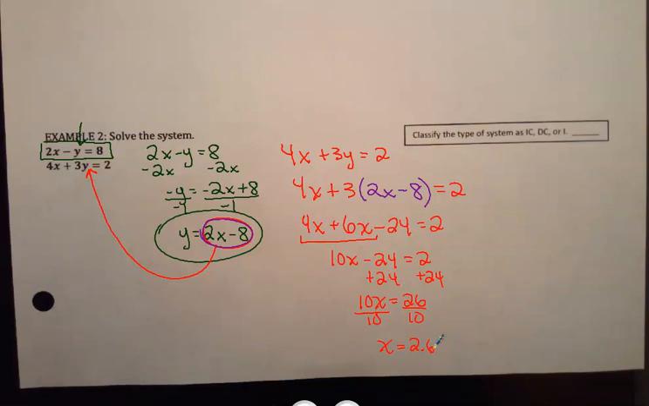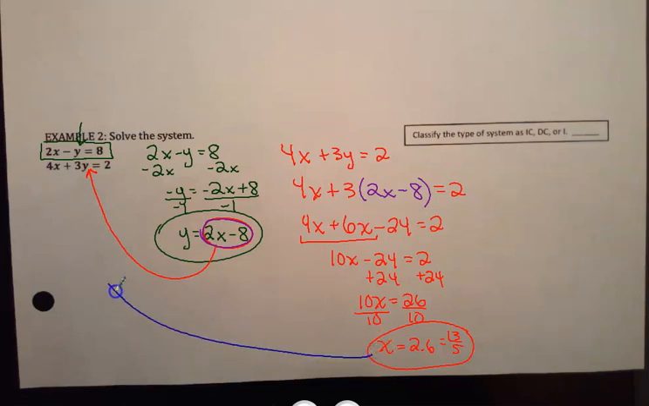I feel like I need to check that, like I made a mistake. Nope, that's okay, 2.6. You know what though? I would probably rather have that as a fraction. It's going to make my life easier. So 2.6, or I could reduce this to be 13/5. That would probably make my life easier. All right, but now I have a value for x, or a number. Now that I have a number for x, I can plug that back in to one of the originals.